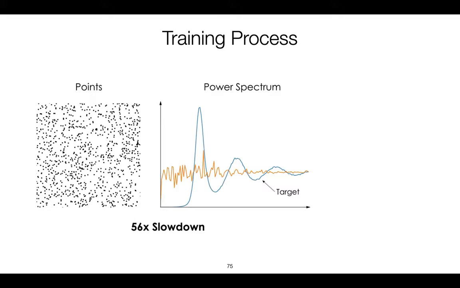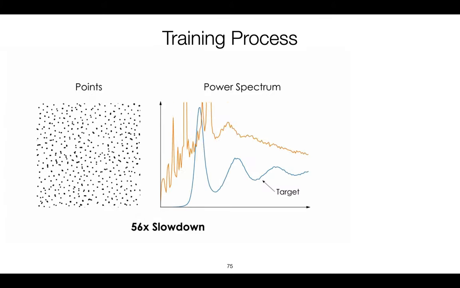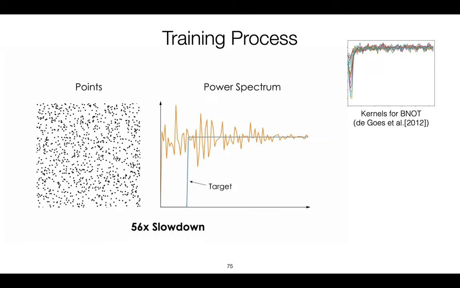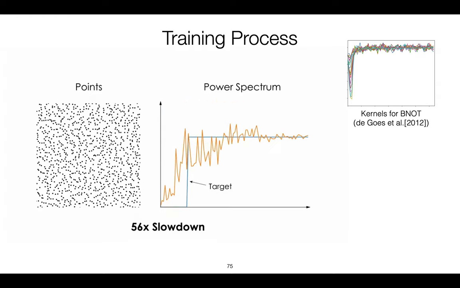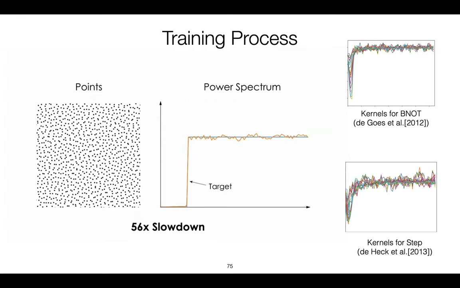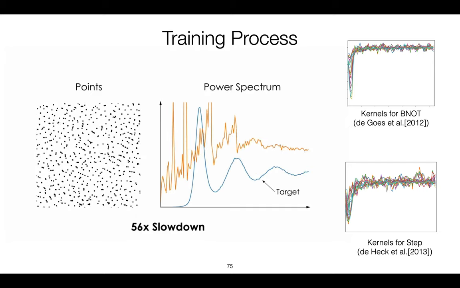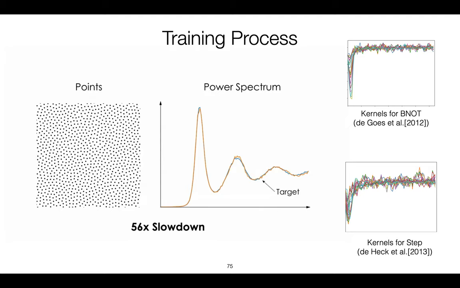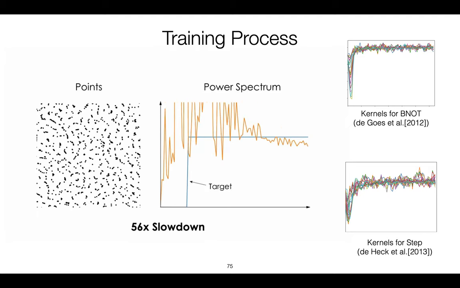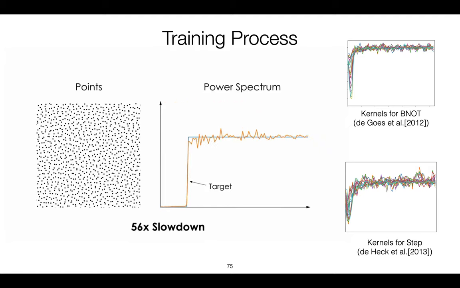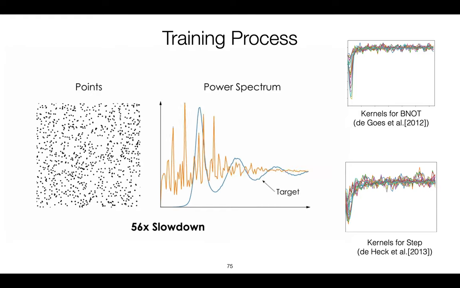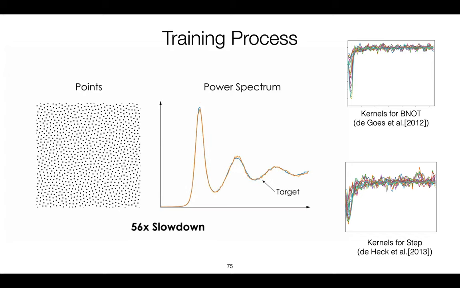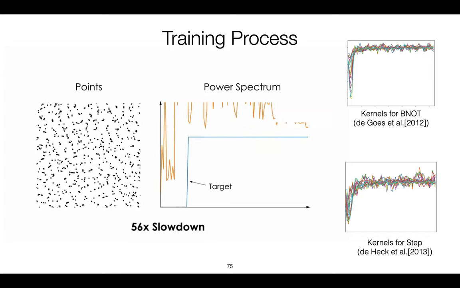Here is the training process. So as you can see, the blue curve, which is the target, matches very well when we perform our training on the orange curve. So we start with random samples, which have the flat power spectrum, and after training, it matches the target spectrum, which in this case is a step function, and in the other case, it is simply this oscillated version of the blue noise power spectrum.